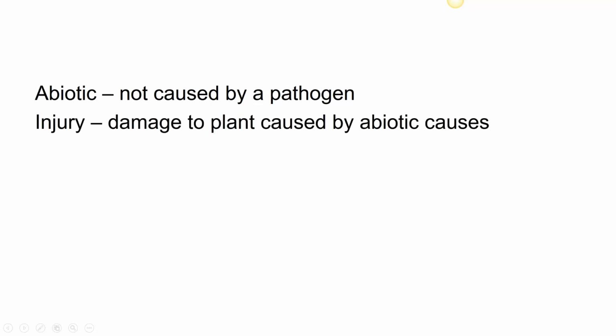Injury is a subset of disease. Injury is damage caused to a plant by abiotic causes. Injury is really a subset of disease because there is a certain kind of symptomology that goes along with it. However, it is not caused by a biotic or living type cause.